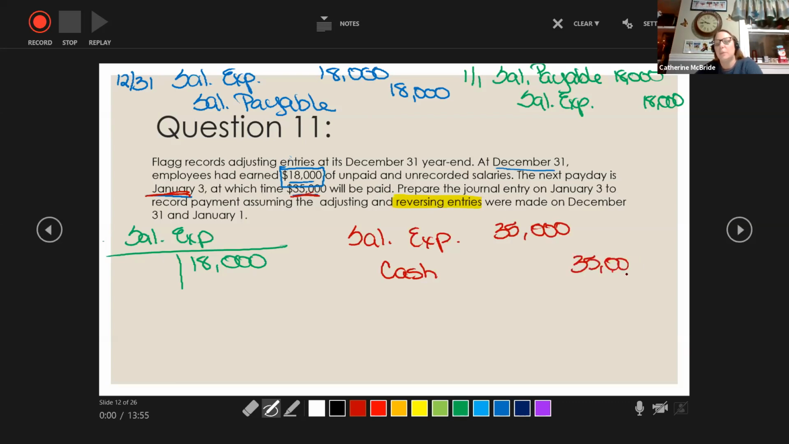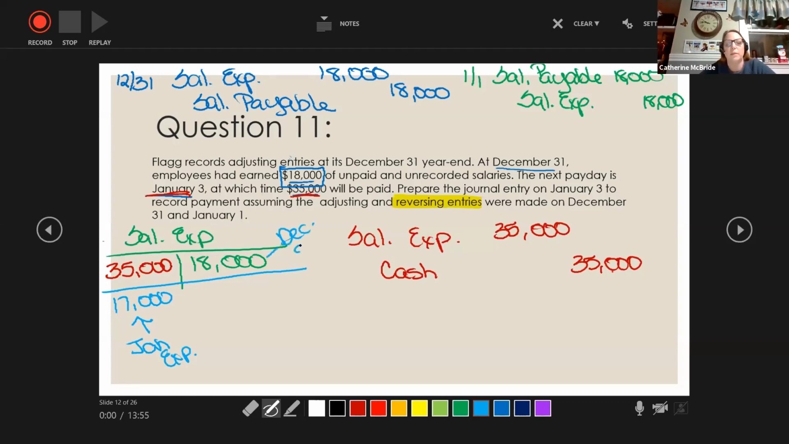And what happens is because I did that reversing entry, when I make that journal entry with payroll, now I've ended up debiting my salary expense $35,000. And my net expense ends up being the $35,000 minus the $18,000. My net expense ends up being $17,000, which is the January expense. And this $18,000 was the December expense.